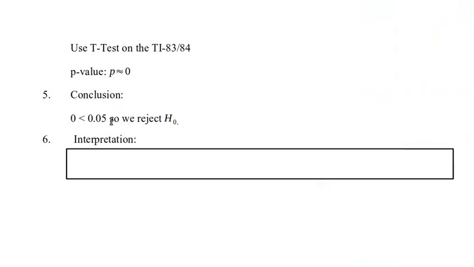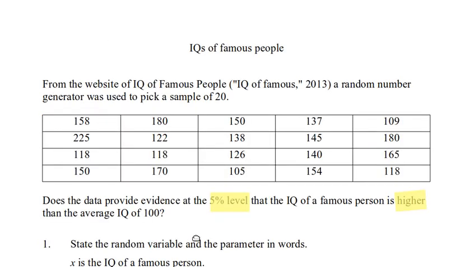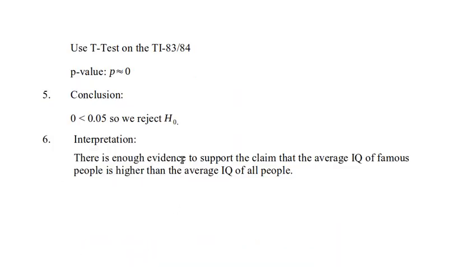So our conclusion is that our p-value is less than alpha, so we reject the null hypothesis. Now we go back to the question itself and we state our answer in terms of what we were asked to do. We were asked, does the data support the claim that famous people have higher IQs than the average? And we would have to say yes, there is sufficient evidence to support the claim that the average IQ of famous people is higher than the average IQ of all people.